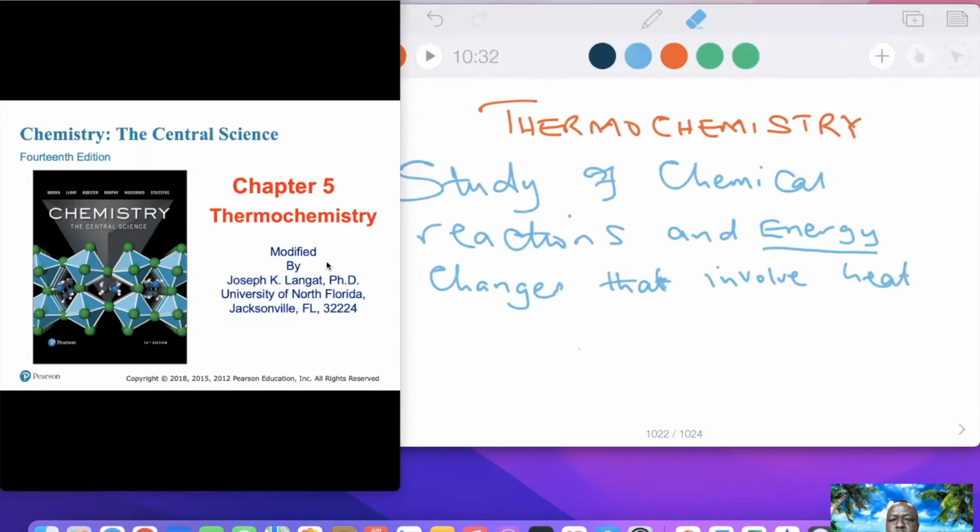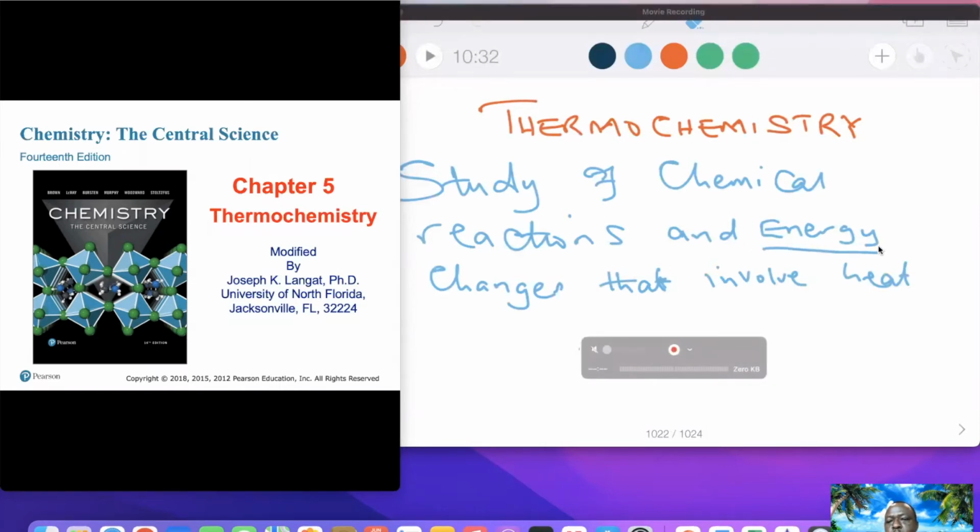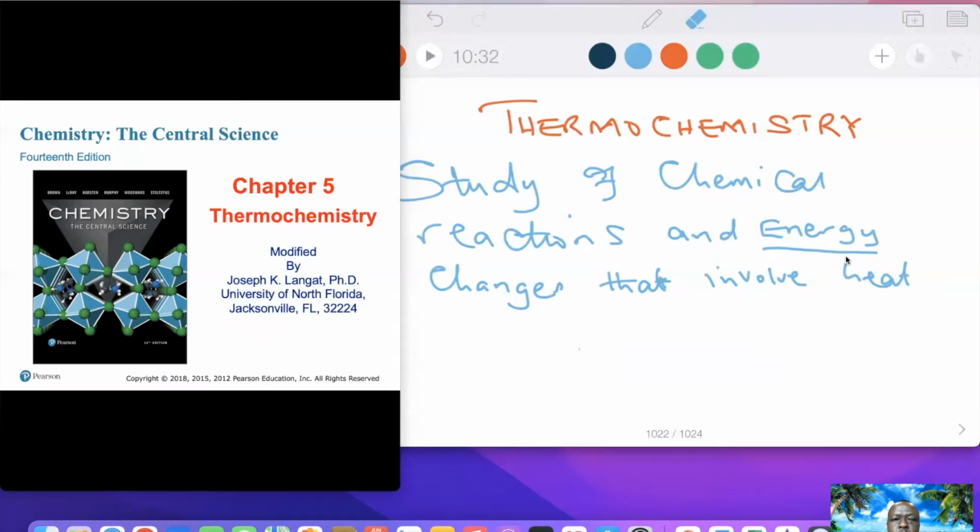and the energy that involve heat. In chapter 1, we define energy. By now, you should be able to define energy, know the main form of energy, kinetic energy and potential energy. In chapter 1, you learn how to solve the kinetic energy of an object, right? Expressing the energy with the correct units, the SI unit, which is the joules. We'll see again in chapter 5.